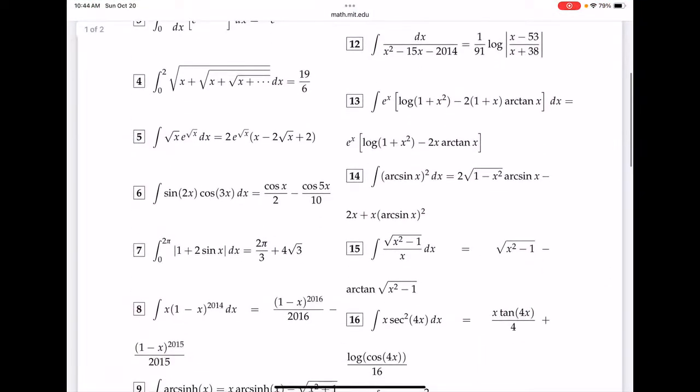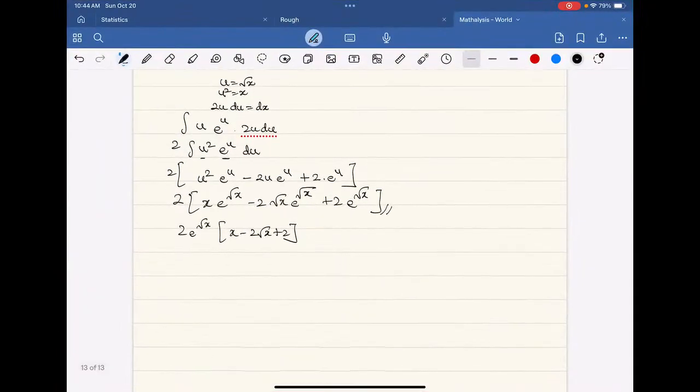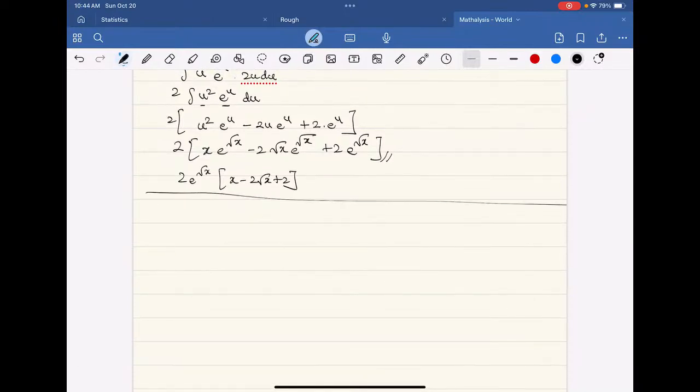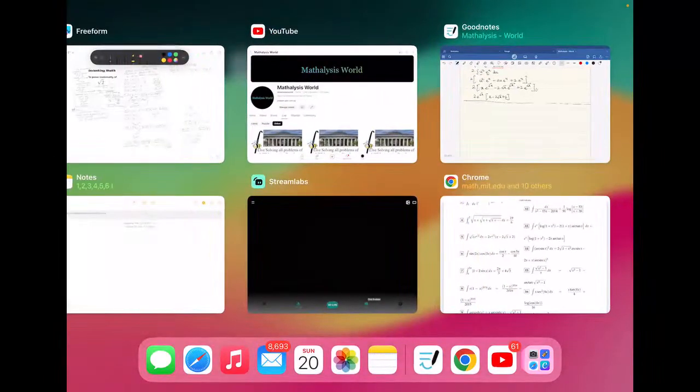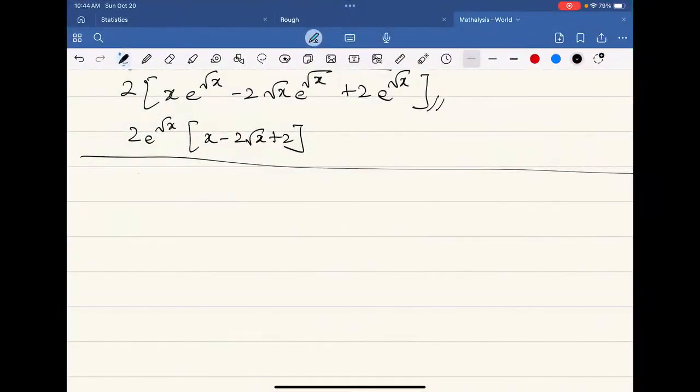Now this one is the integral of sine 2x cos 3x dx. You might have noticed that interestingly the problems are pretty standard problems, right? They aren't too hard actually. But it's good for beginners to practice. Sine 2x cos 3x dx.